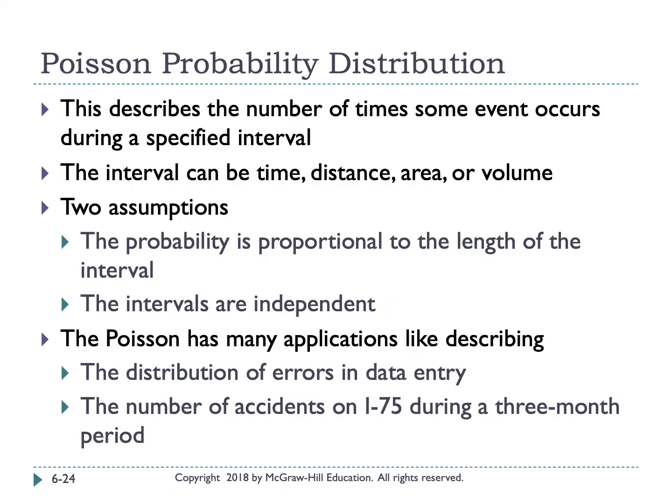The last type of distribution is called the Poisson probability distribution. So Poisson is a limiting form of binomial distribution when the probability of a success is very small but the n, the number of population, is very large. Okay, so let me give you an example.